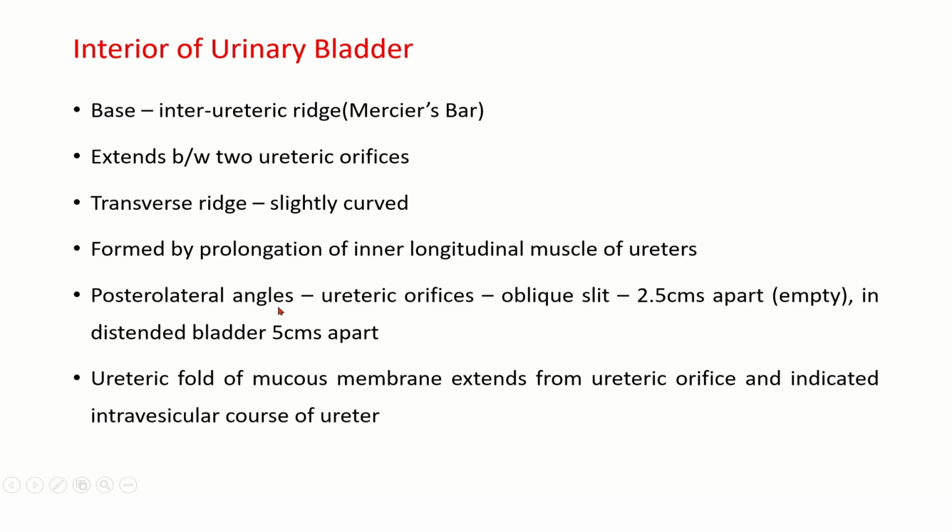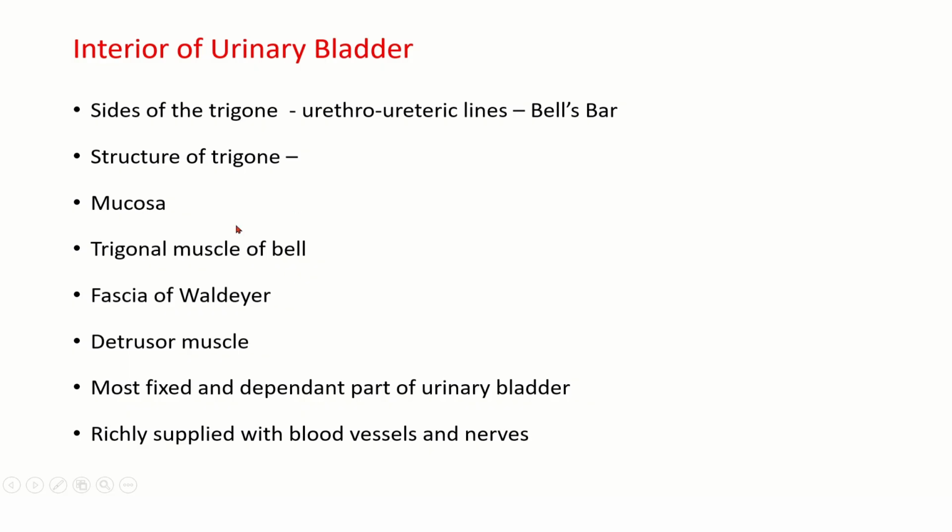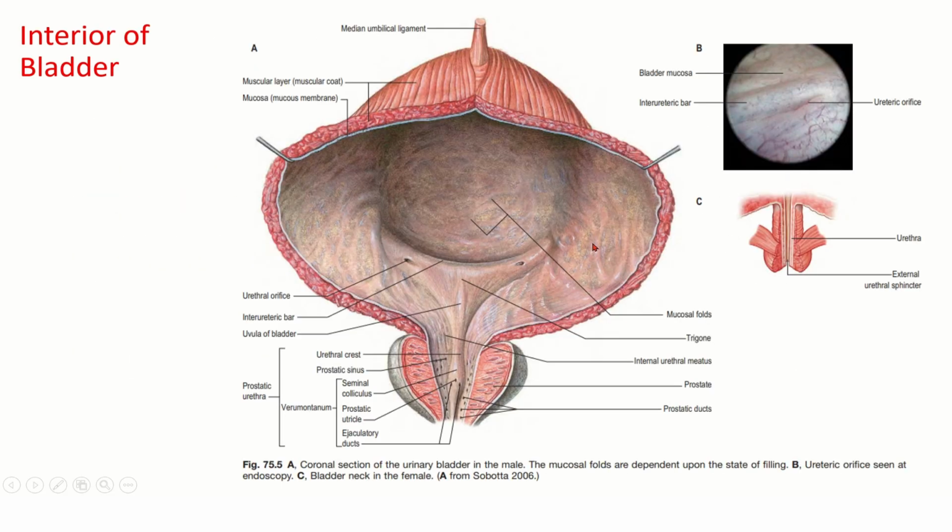At the posterolateral angles are the ureteric orifices, which are seen as oblique slits. Usually in an empty bladder they are 2.5 centimeters apart. In a distended bladder they will be 5 centimeters apart. The ureteric fold of mucous membrane extends from the ureteric orifice upwards and laterally, and this indicates the intravesical course of the ureter. So from here this extends like this, which represents the intravesical course of the ureters.